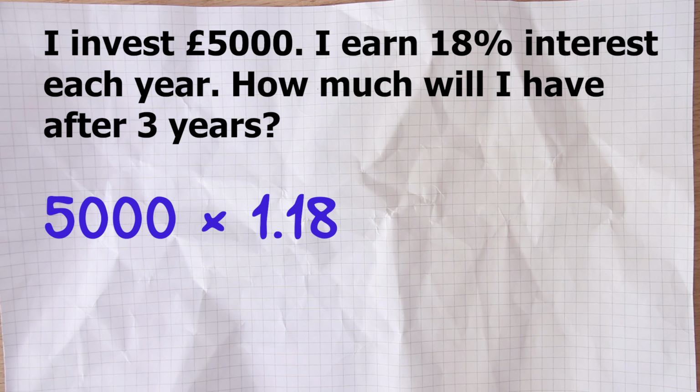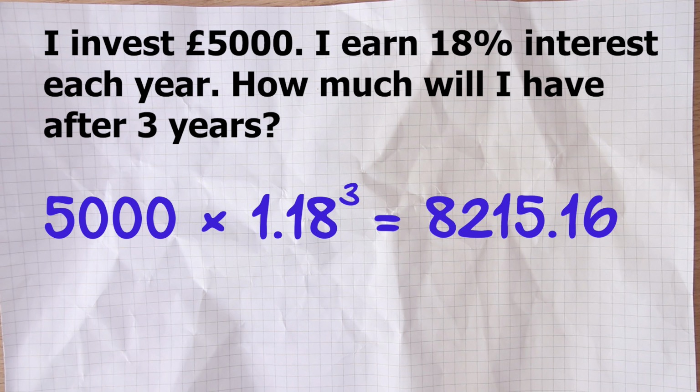If you want to do that over multiple years, so let's say something is going to increase by 18% every year for 3 years, you would multiply it by 1.18 cubed, to the power of 3. And however many years you are doing it for, that determines what your index number is.